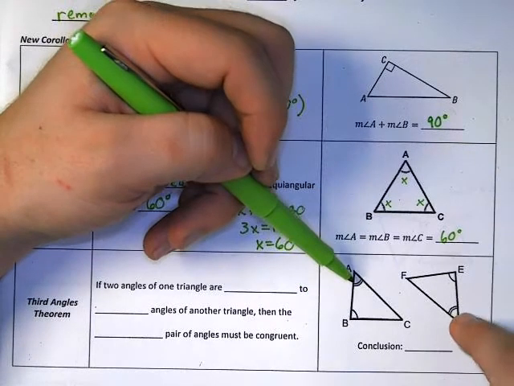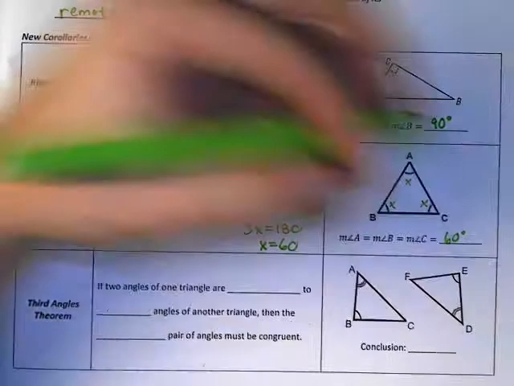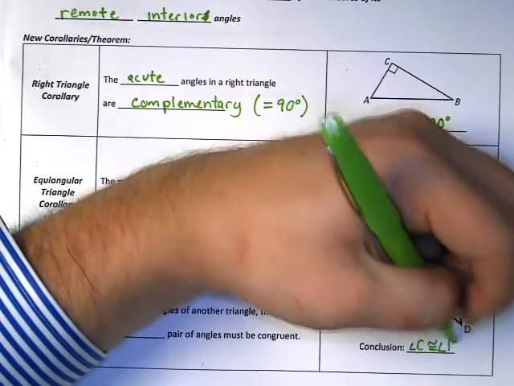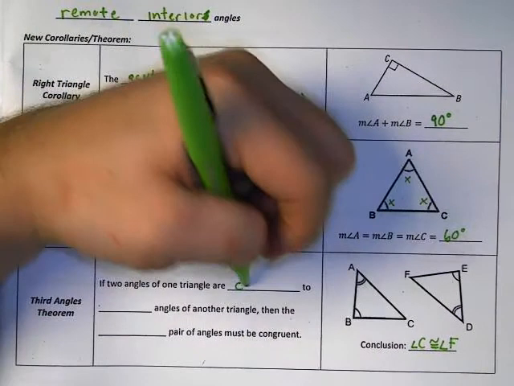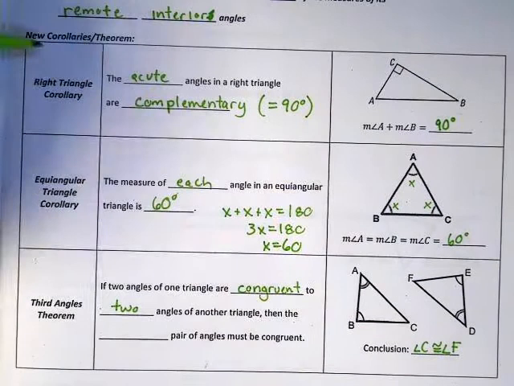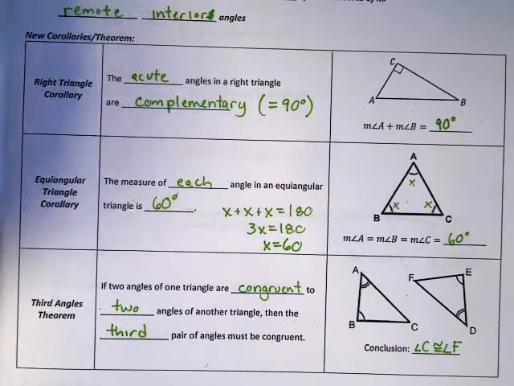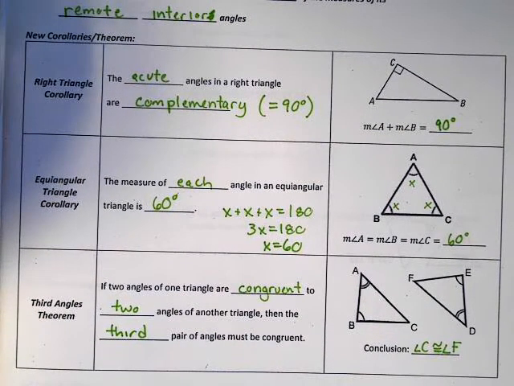Well, if these two are congruent, as well as this other set are congruent, there's no choice but for the last pair to also be congruent. So we can say that angle C must be congruent to angle F. Alright? So if two angles of one triangle are congruent to two angles of another triangle, then there is no choice but for the third pair of angles to also be congruent. And again, I call it no choice because there's no choice. It's impossible for C and F to not be congruent.